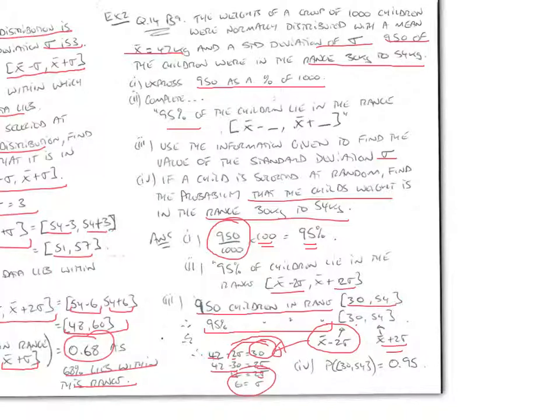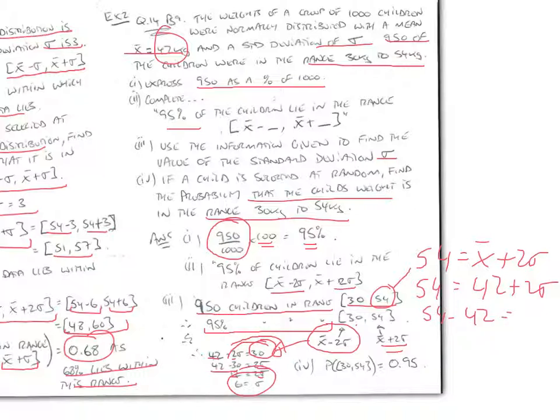Now we could have done the same here by equating 54 equal to x bar plus 2 standard deviations. And that would give us 54 is equal to 42 plus 2 standard deviations. 54 minus 42 is equal to 2 standard deviations. 12 is equal to 2 standard deviations. So 1 standard deviation is equal to 6, which is the same answer because it's the same standard deviation.